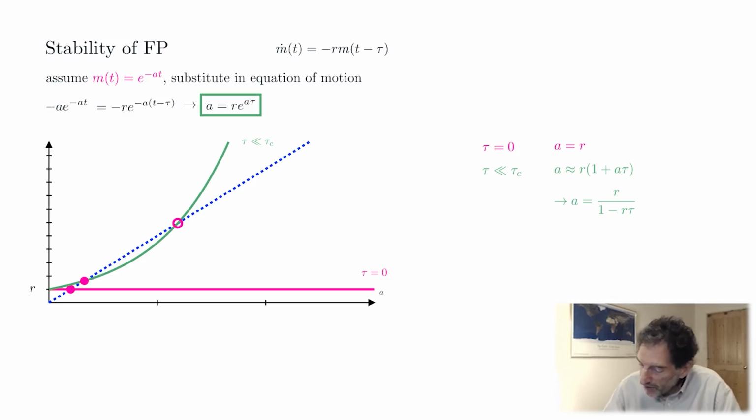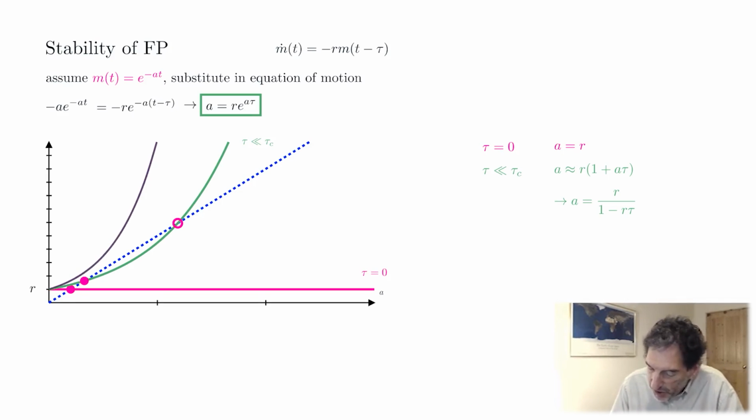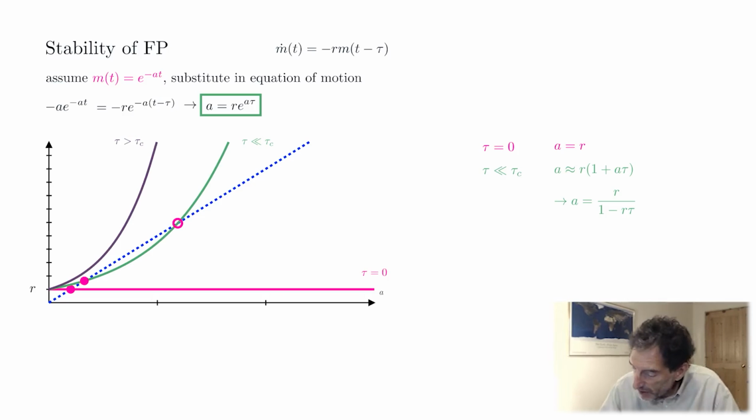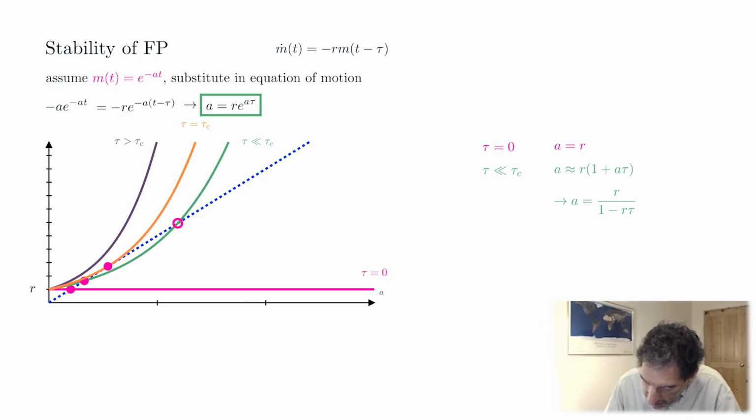For tau greater than tau c, that means the exponential rise is so quick that we never cross the 45-degree line, and so there's no solution. So when tau is greater than tau c, there is no exponentially decaying solution. And finally, there is a critical value of tau, tau c, where the curve on the right-hand side just kisses the 45-degree line. This is the solution for tau equals tau c.